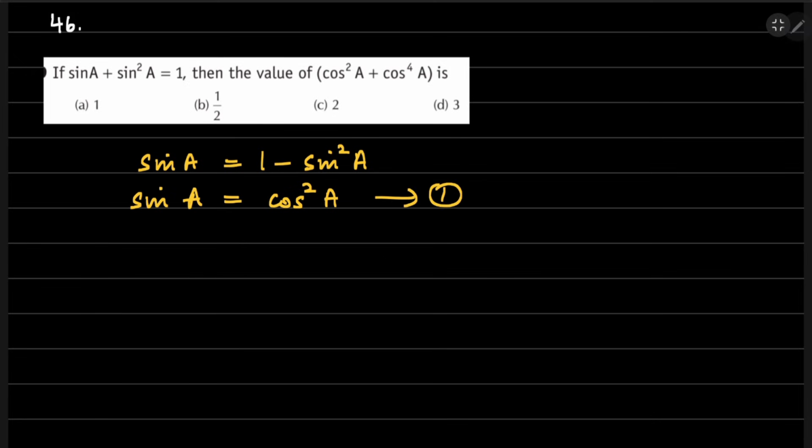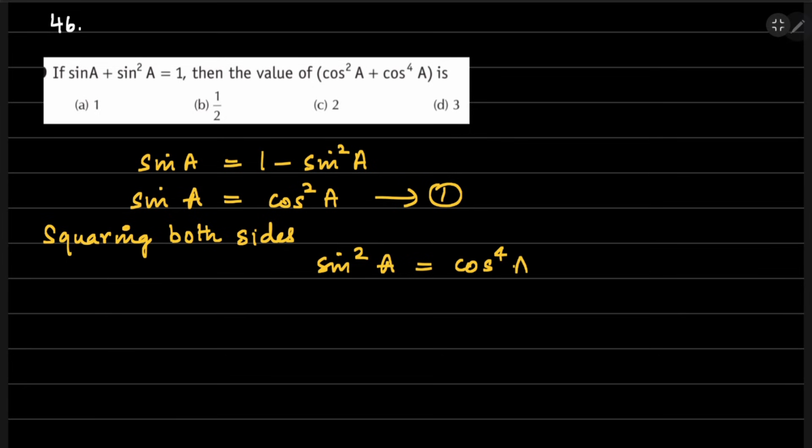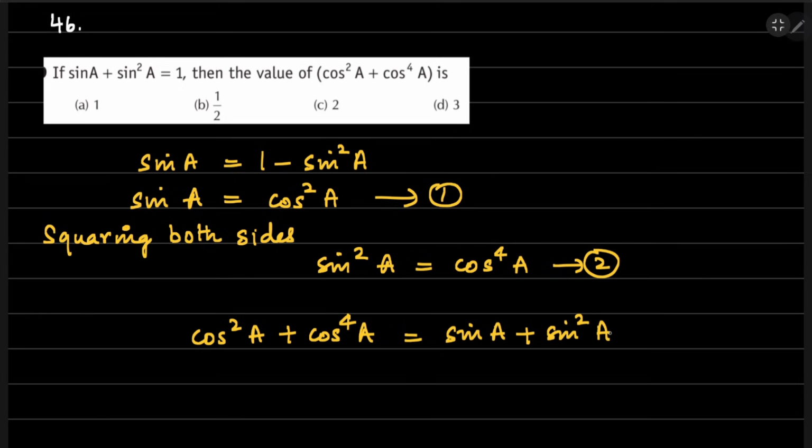Let this be 1. Squaring both the sides, you will get sine square A will be equal to cos square A the whole square, which is cos to the power 4A. Equation 2. So, from 1 and 2, you can just substitute cos square A plus cos to the power 4A is equal to, in place of cos square, I will write sine A, and in place of cos to the power 4A, I will write sine square A. This is equal to, as given in the question, 1.